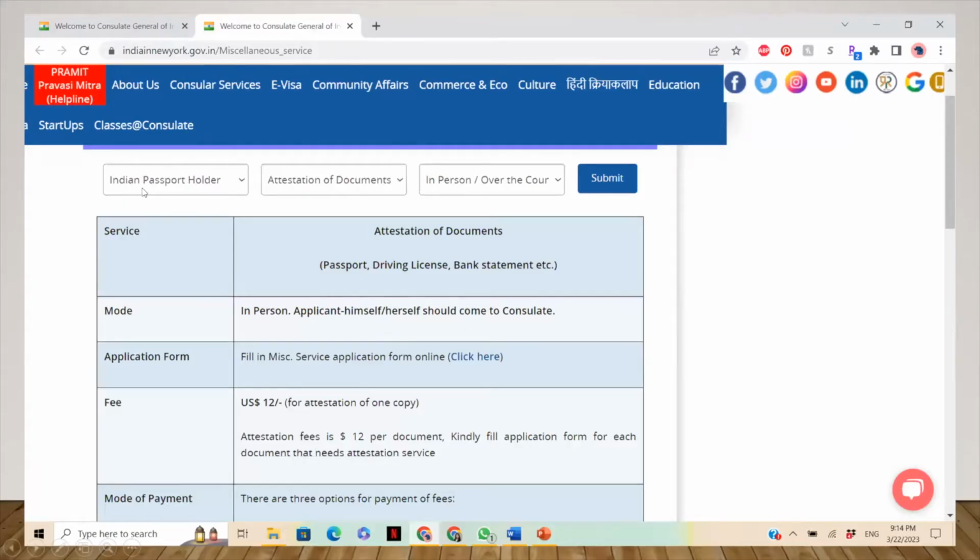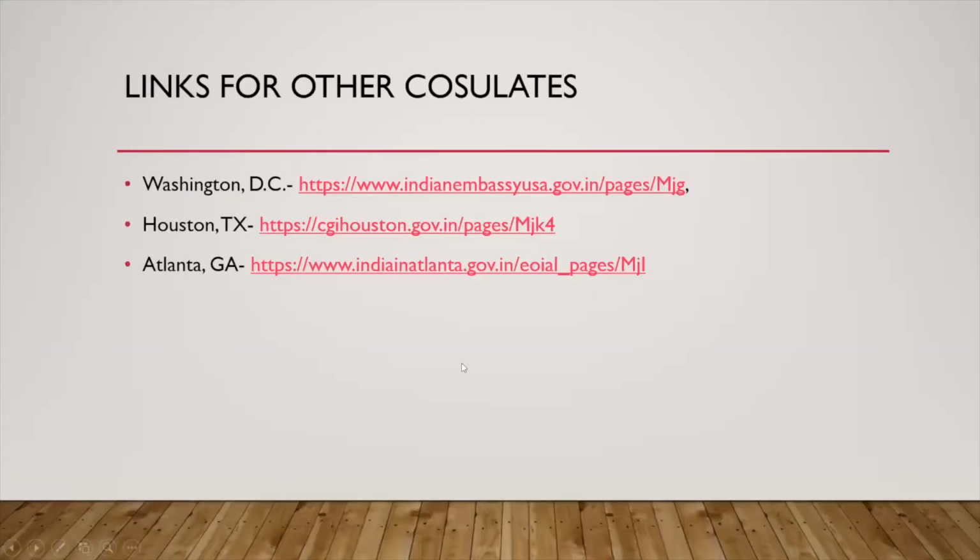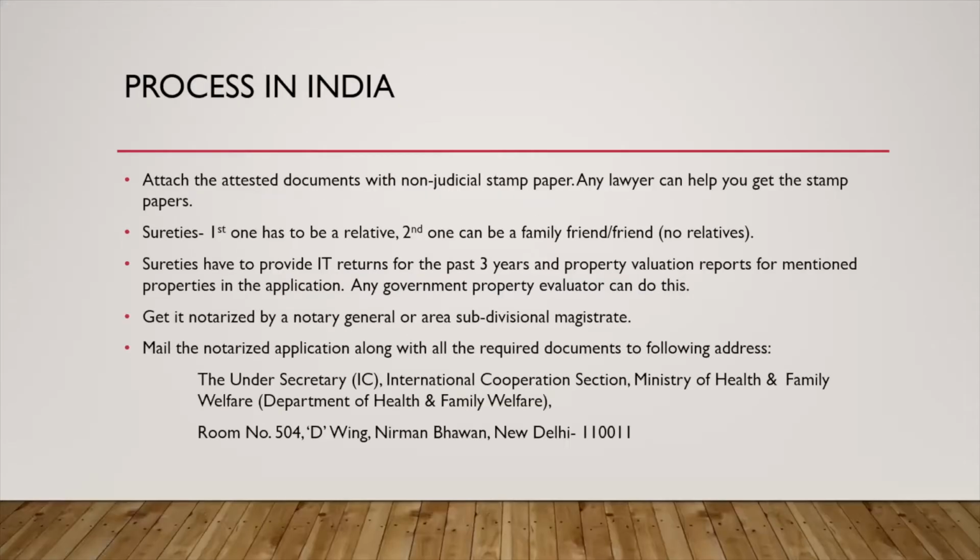So I had Indian passport, so that one, attestation of documents. There is a whole long list of things you can get done under miscellaneous services. So attestation of documents is the one that you choose. And I did the in-person one. So this is how it looks. And this is where you can print out the application from this form. These are links for some of the other consulates for miscellaneous services, where you can apply for them: Washington, Houston, and Atlanta. I think Saadiya had San Francisco one in her presentation.